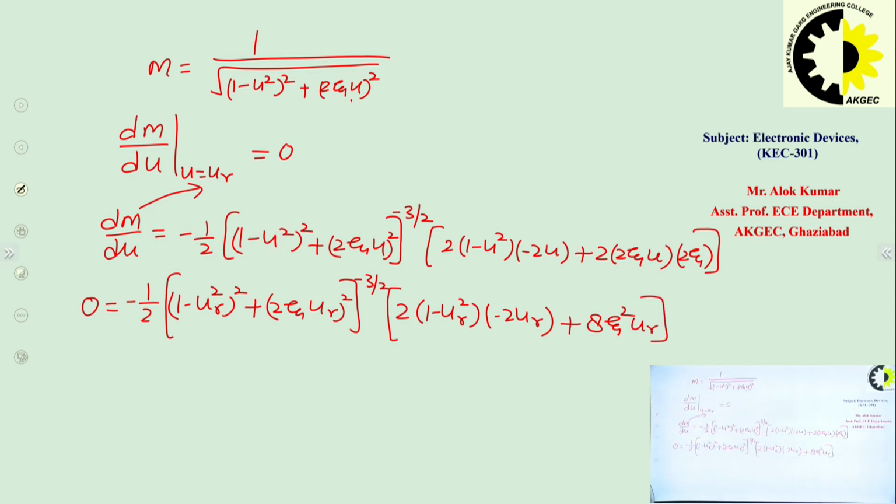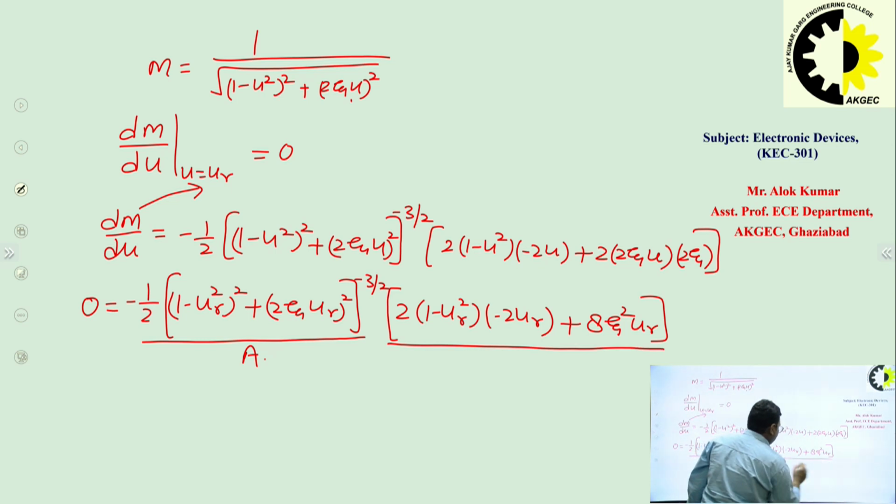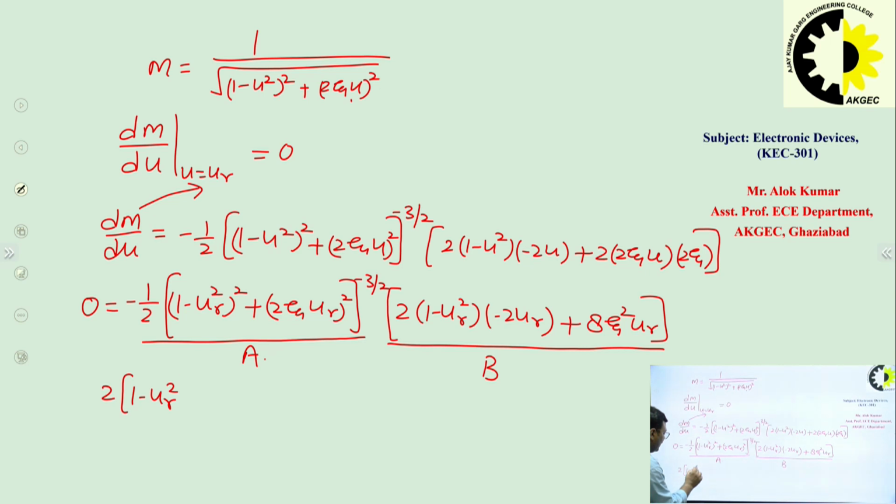Now we have two terms. For example, this is term A and this one is term B, and the product of A and B is 0. So either A is equal to 0 or B is equal to 0. We are considering B equal to 0, so I can write 2 into (1 minus ur square) into minus 2 ur plus 8 zeta square into ur is equal to 0.